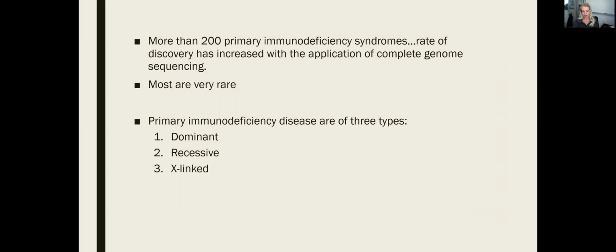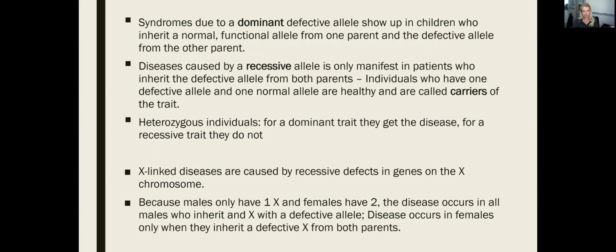Primary immunodeficiencies, because they're genetic, can be either dominant, recessive, or X-linked. And so that's no different than any other genetic disease that you've probably talked about in other science courses. Dominant means that the defective allele can show up in children who inherit a normal functional allele from one parent and a defective allele from another parent, right? And so it needs to have only one copy. Whereas a recessive allele is only going to show up if both parents pass on a defective allele.